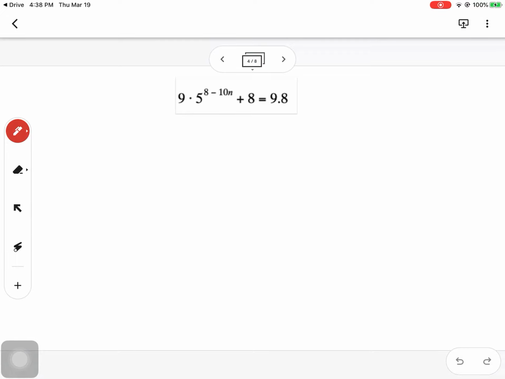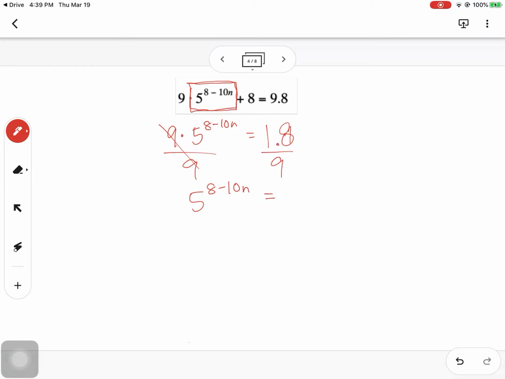Our second type was when your numbers were a little uglier and it didn't really seem like it was going to work out nice. And what we said to do was to start by isolating your thing to a power. So I'm going to start this by moving that 8 to the other side by subtracting it. Oopsies, 1.8. And then I'm going to divide everything by 9. And this gives me 5 to the 8 minus 10n equals 0.2.